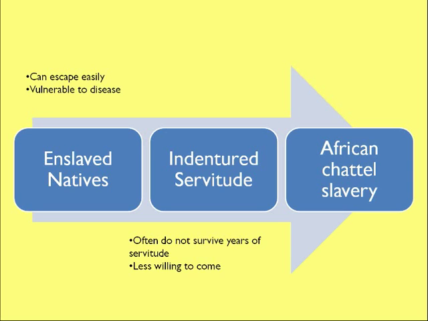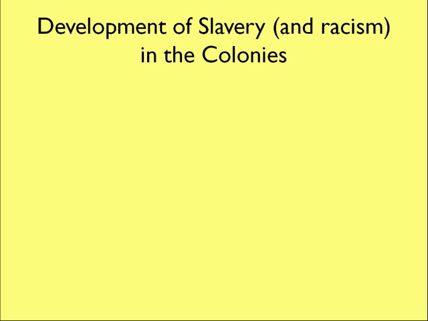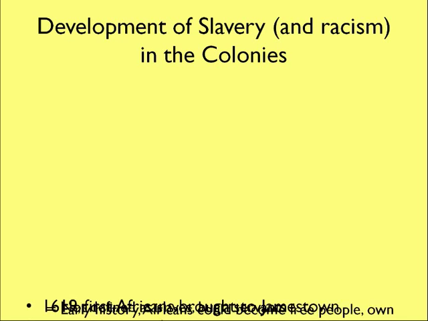There's more opportunities in England. You hear the horror stories of the Americas, that it's just not worth it, and so fewer are willing to come over. And then especially after Bacon's Rebellion, there are concerns from the elites in society of a growing population of landless white poor. And so they turn to African slavery, and slavery for life. Children are slaves, Africans are not as susceptible to disease, especially tropical diseases, and it's more difficult for them to escape. So, development and evolution, we'll look at it.